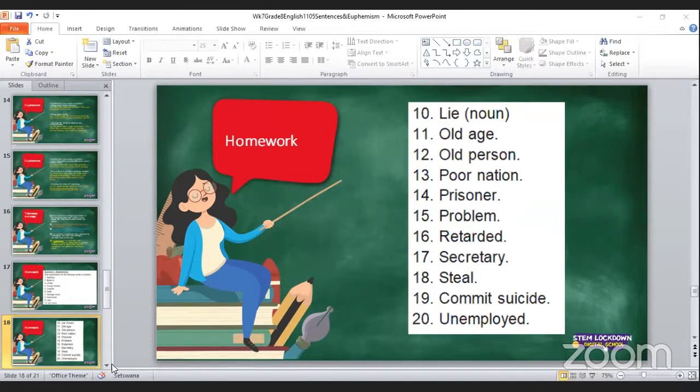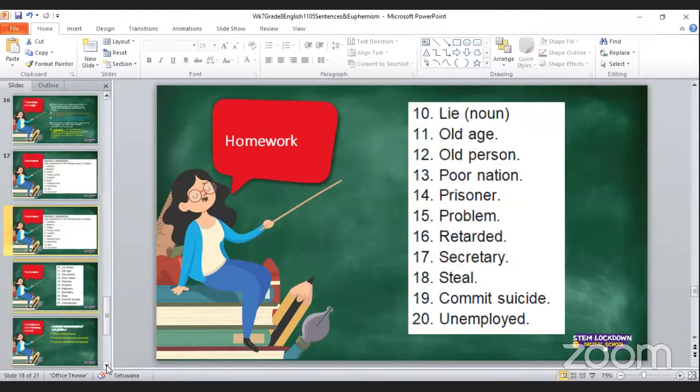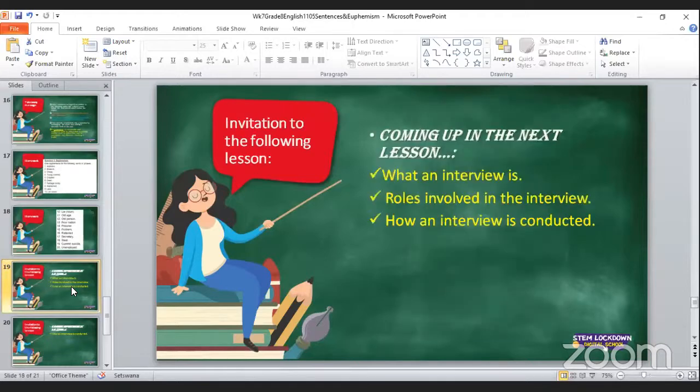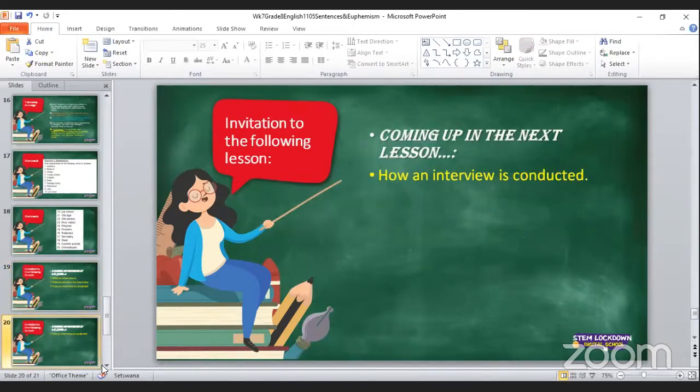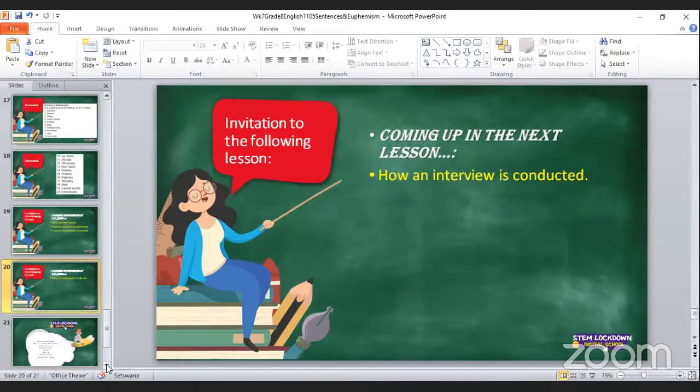So this is the end of our lesson. We will meet again tomorrow. But before that, this is what you can expect for tomorrow's lesson. It will be about interviews, what an interview is, the roles of people involved in the interview, as well as how to conduct an interview. So that is what tomorrow's lesson will be all about.